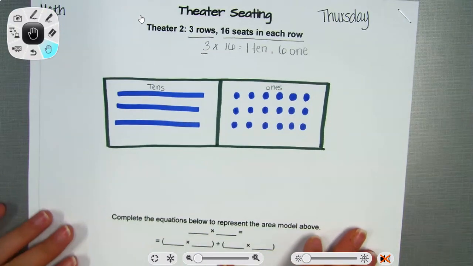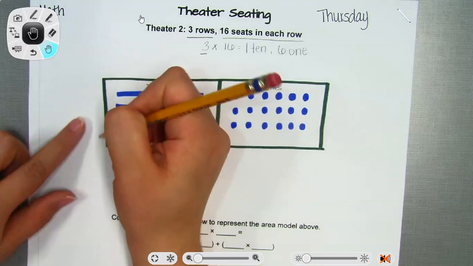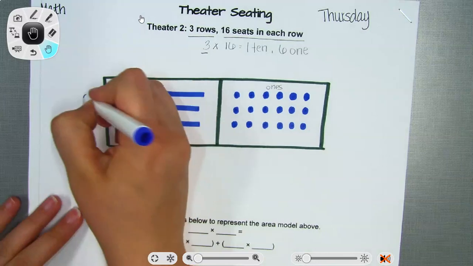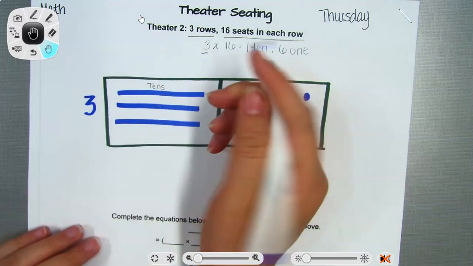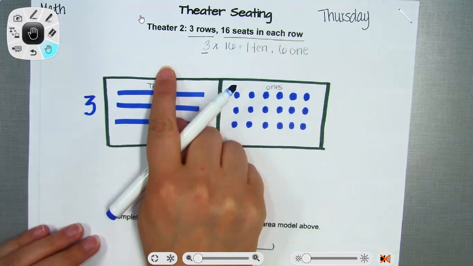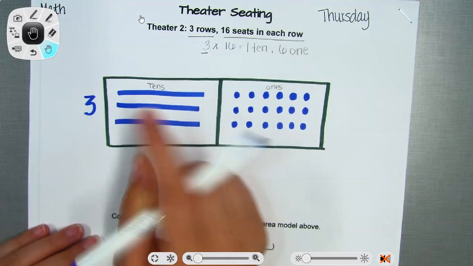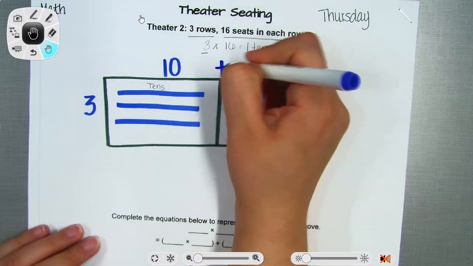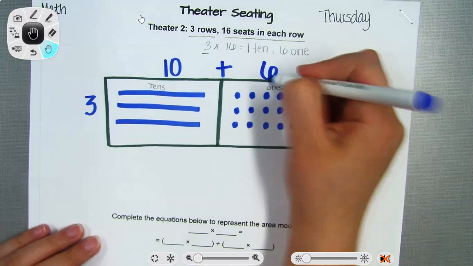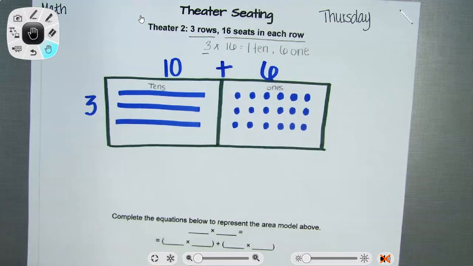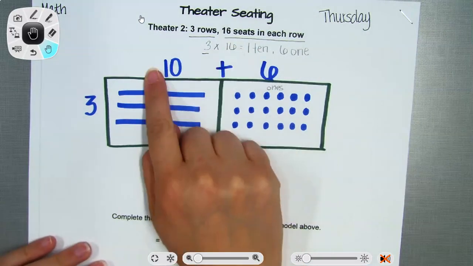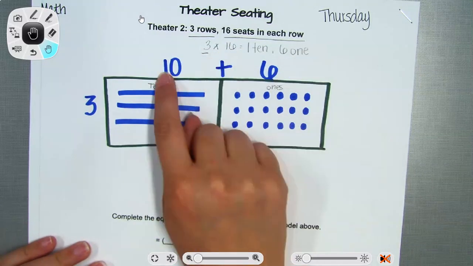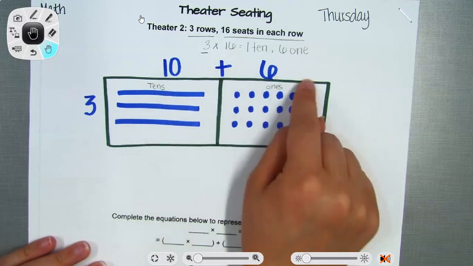Okay, so over here, I'm going to write how many rows I had. So I had 3 rows, and on top of the tens, I'm going to write how many tens I had in each row. Well, I had 10 of them. Okay. Plus, I had 6 ones in each row. So basically, guys, what I did is I took 16 and I broke it into my value of 10 and my value of 6. So 16 is 10 plus 6.